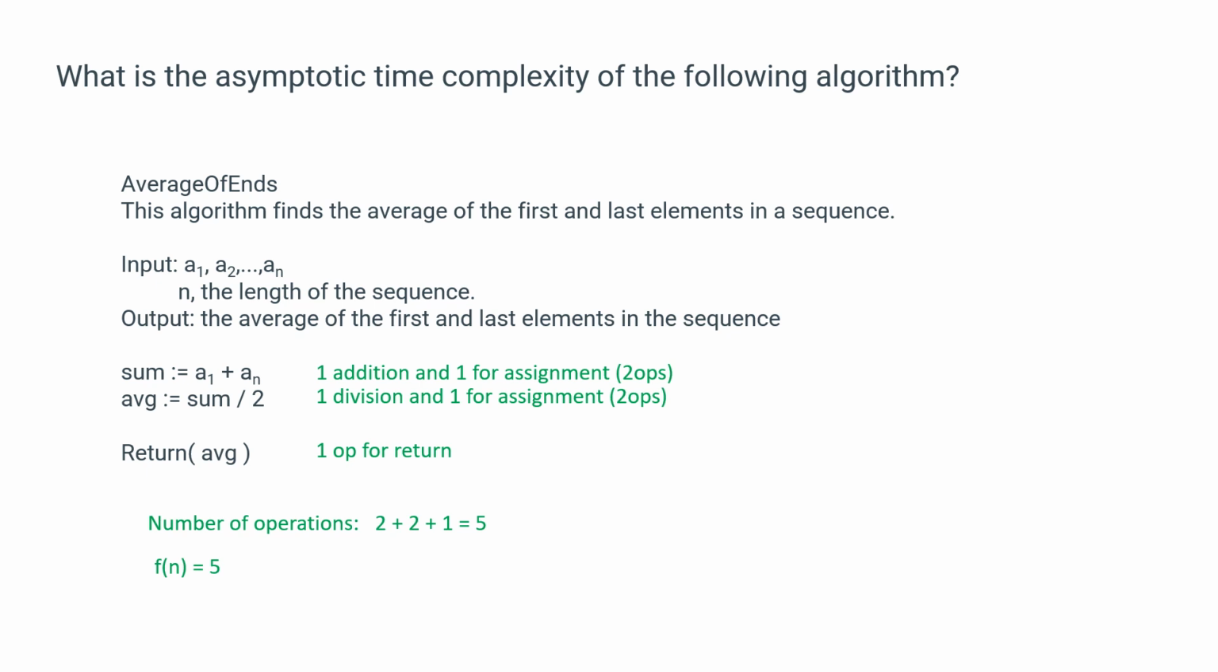So we'd say that the time complexity is f of n equals 5. So the asymptotic time complexity would be theta of 1. You see that that does not grow at all as n gets bigger. So I could put in 100,000 numbers and the time complexity does not change. It's just going to be the same no matter how many numbers I put in.